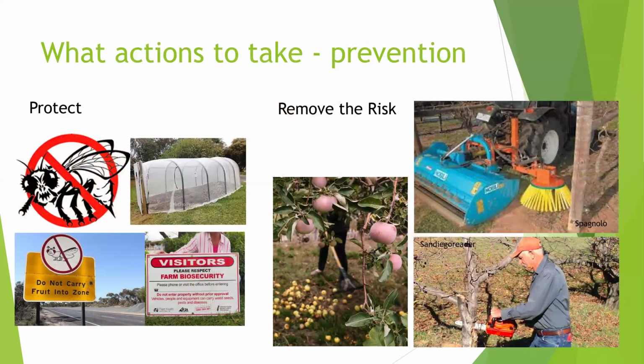So what are we going to do? We can take some steps to protect our fruit. So physical barriers such as netting, but we can also have signage to stop people bringing fruit into our fruit fly free zones. This could be your farm, this could be your town, this could be your state. Wherever you set your zone, it's a good idea to have signage up and let people know that you don't want their problems.